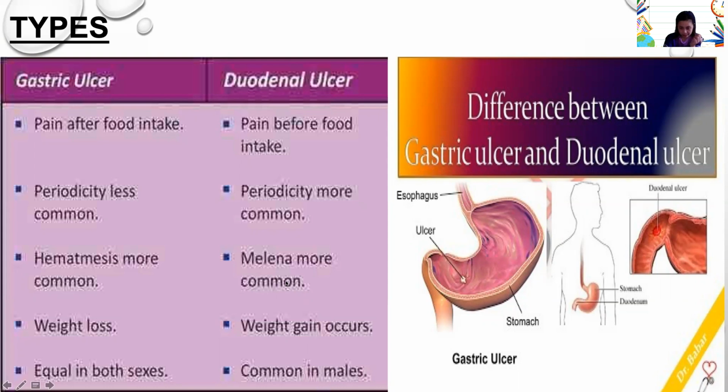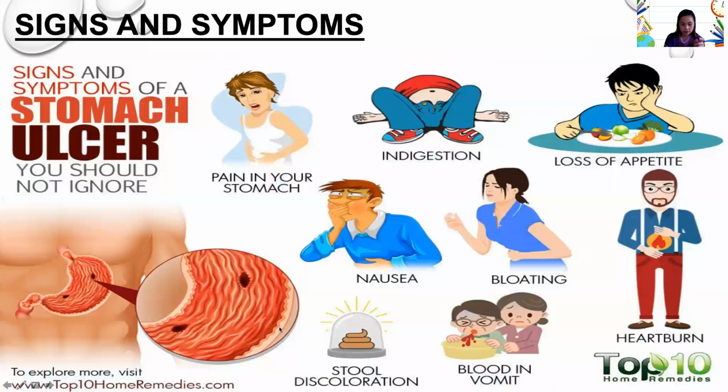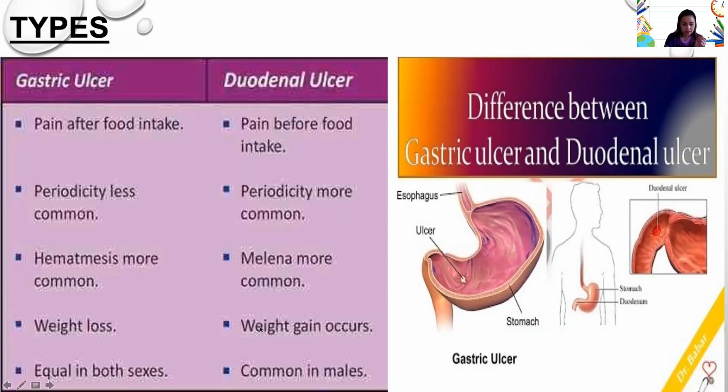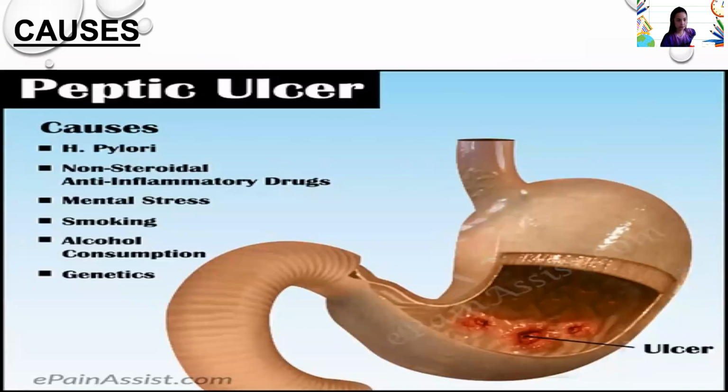Pag sinabi mo namang melena is black stool. So mas malayo siya sa mouth. So ang gagawin mo is tatae ka na lang ng black stool. Bakit siya naging black? Kasi dumaan siya sa, marami pa siyang dinaanan, kaya instead na bright siya, naging black na siya. Weight loss, weight gain sa isa, and then equal in both sexes, common in males.